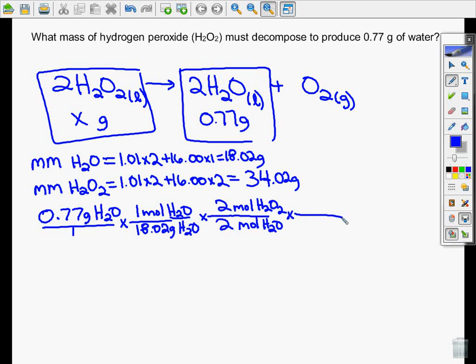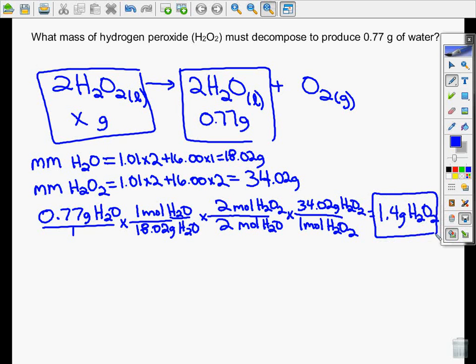Now that I know, and the only units I have left are moles of hydrogen peroxide, now I need to convert this back to grams. So I know whatever I had in top, I have to put in bottom: 1 mole of hydrogen peroxide, and now using its molar mass is equal to 34.02 grams of hydrogen peroxide, which is going to be equal to 1.4 grams of H2O2, or hydrogen peroxide, which is in fact our answer.